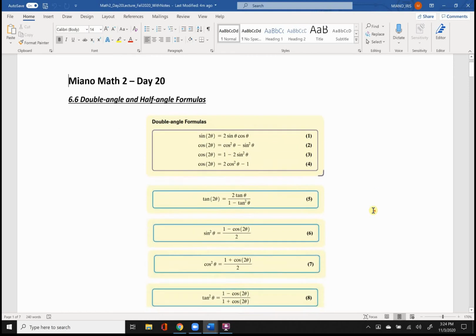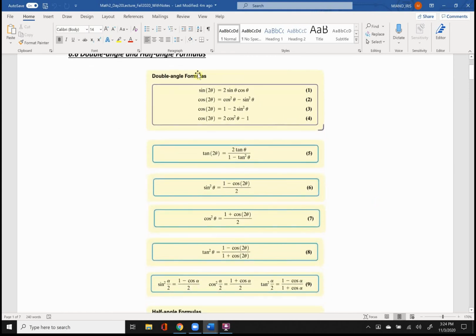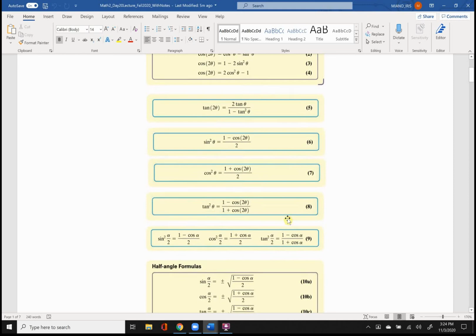It's mostly, particularly for 6.6, we have a bunch of new formulas to learn, and they are your double angle formulas, which you can see are given by this first box. There's actually 3 different options for cosine of 2 theta, and so there they all are. And then there's one option for sine of 2 theta. Here's tangent 2 theta. Here's another way you could write sine squared theta, cosine squared theta with equations 6 and 7. Here's tangent squared theta as well.